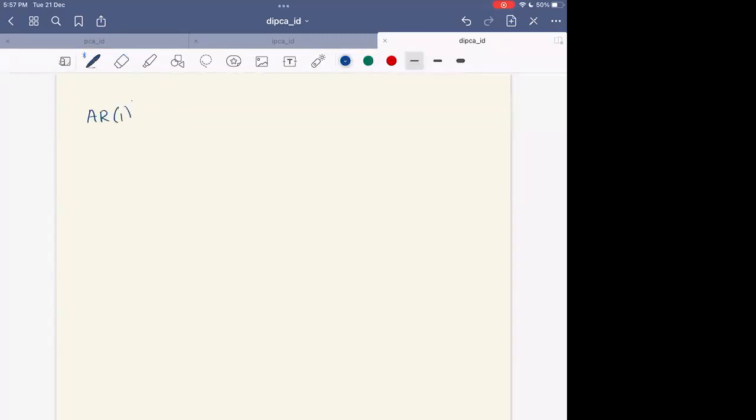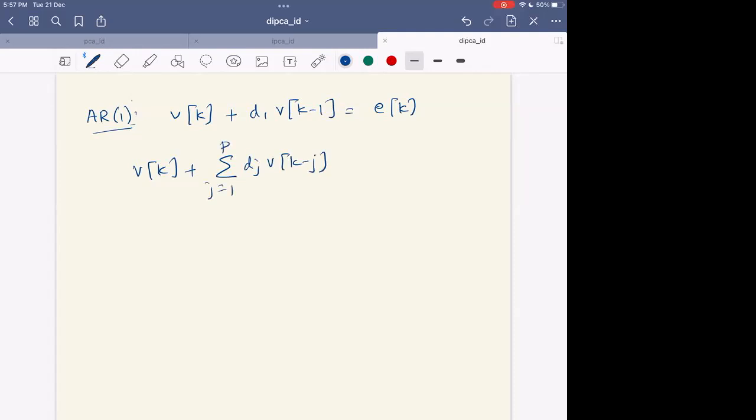So let's take an AR1 model and let's assume the signal you're looking at is v_k. Then v_k plus, let's say, d1 v_{k-1} equals e_k. This is the standard autoregressive model of first order. Suppose I want to identify the order, and given that it is an AR process, I want an accurate estimate of P. Of course, theoretically you have the PACF, the partial autocorrelation function, which is theoretically known to get you the correct order P. So PACF exists.